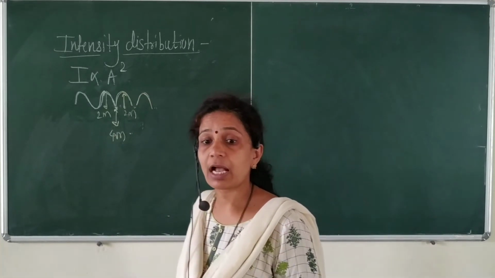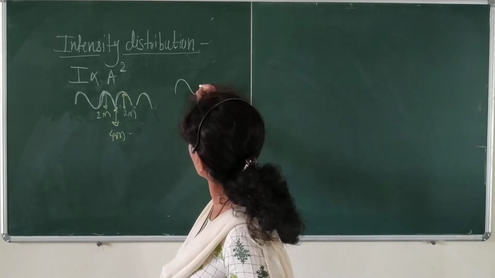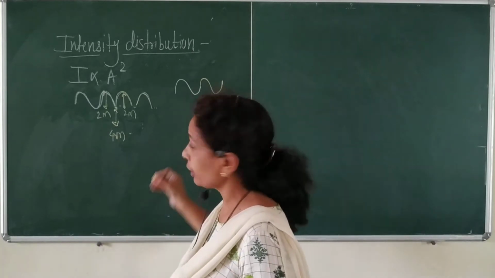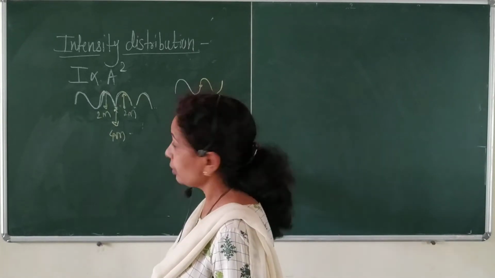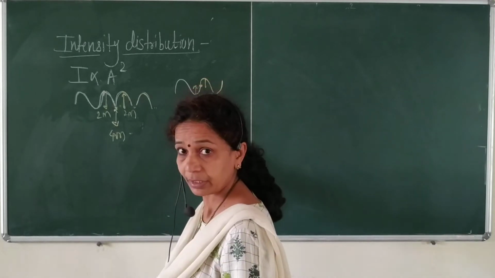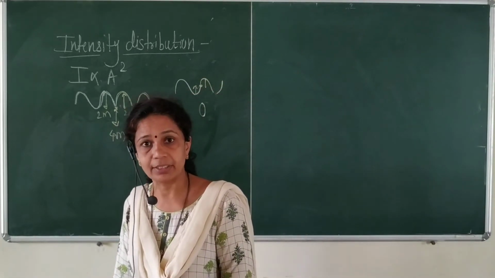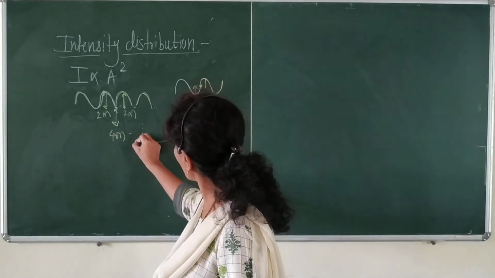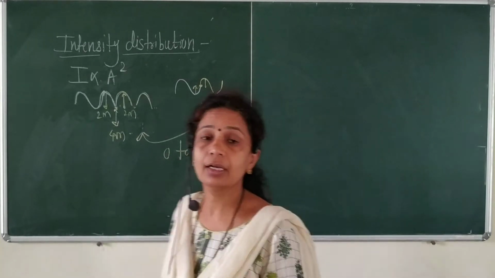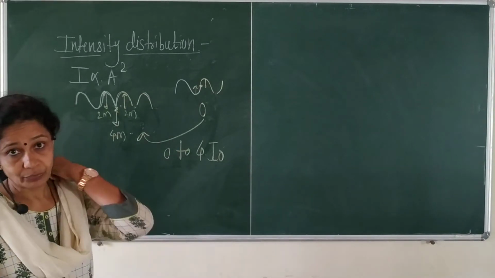Okay, if the two waves are out of phase, like this, this is the first wave and this is the second wave. They meet at this point. The amplitude of this wave is this, amplitude of this wave is this, and therefore resultant amplitude is 0. And therefore intensity gradually increases from 0 to 4 times the original intensity of the wave.